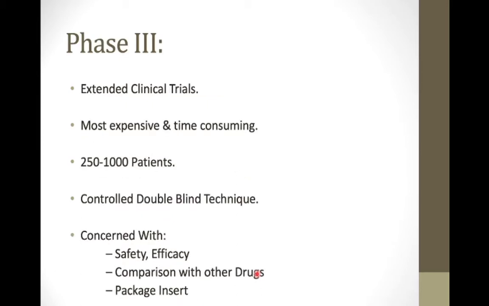In the next phase, phase 3, essentially this is an extended clinical trial, and it's the most expensive and time consuming. It's a bigger cohort, between 250 and 1,000 patients. It's a controlled double-blind technique, and in this phase they're looking at things like safety, efficacy, and then they make a comparison with other drugs. They decide on the development of the packaging of the drug.